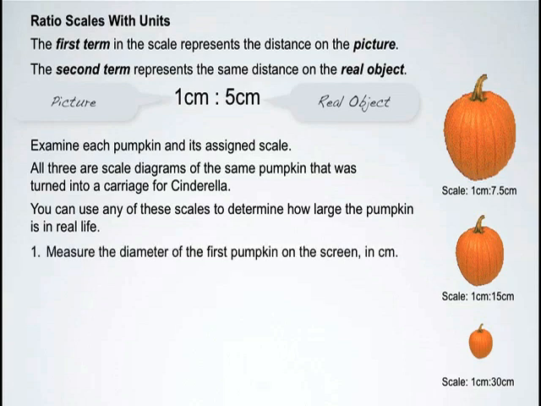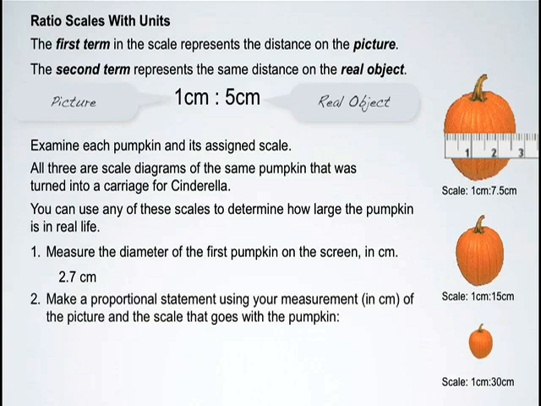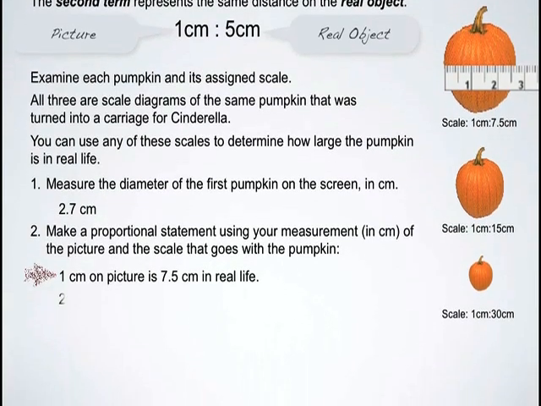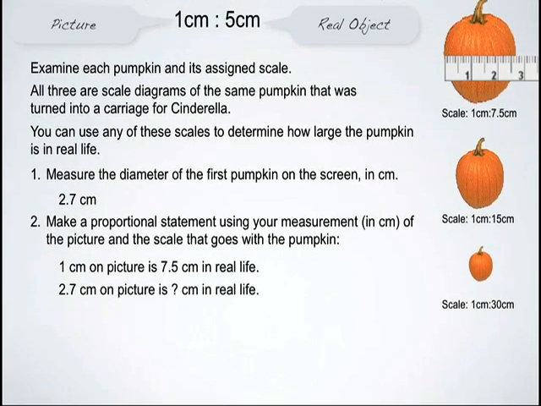So the first step is going to be to measure the diameter of the first pumpkin in centimeters. And we get 2.7 centimeters. Now we're going to make a proportional statement using the measurement that we've got in centimeters and the scale that goes with the pumpkin. So 1 centimeter on the picture is 7.5 centimeters in real life. 2.7 centimeters on the picture is how many centimeters in real life?